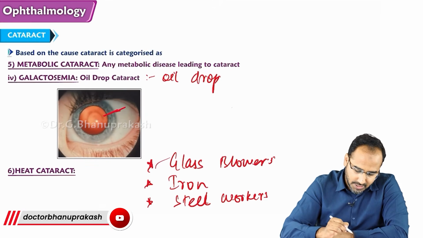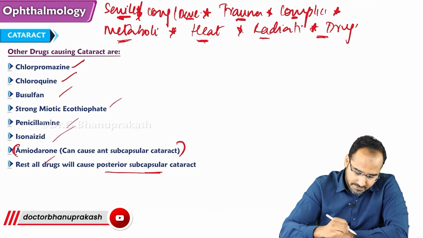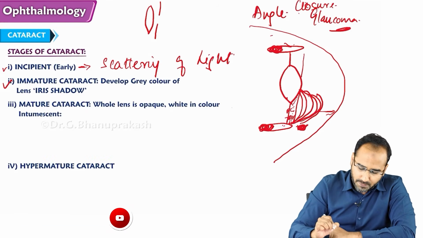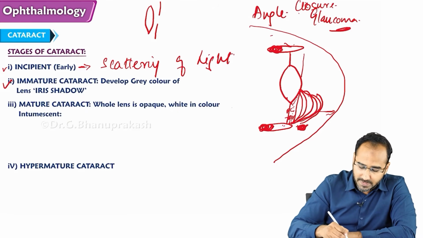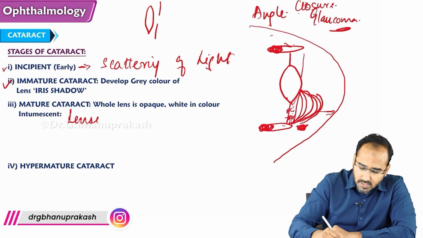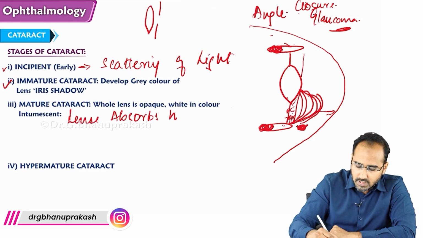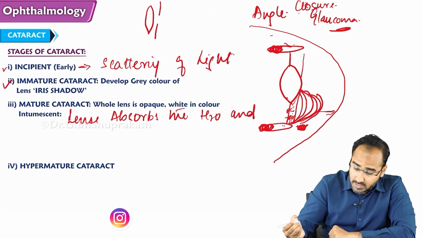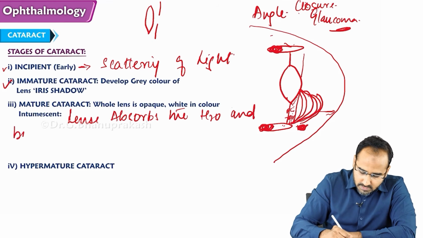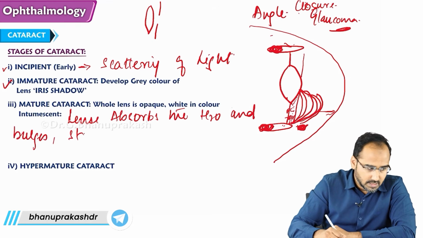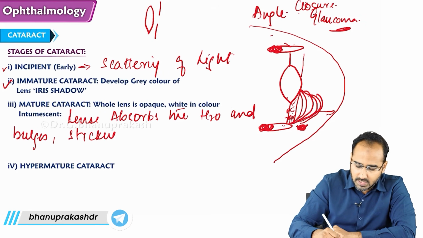So remember, guys, intumescent. You can write this in your notes. We are discussing the mature cataract. The whole lens is opaque and you will see intumescent. Intumescent is when the lens absorbs water and bulges, sticking to the iris.